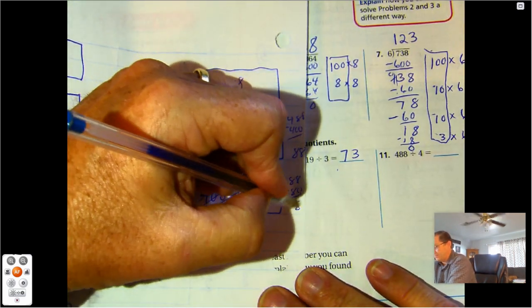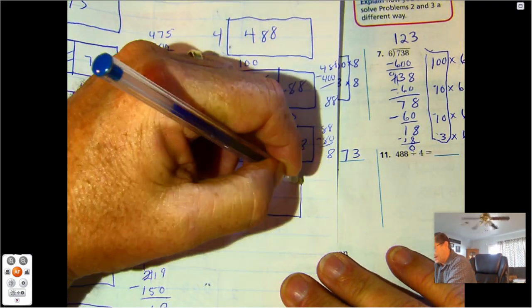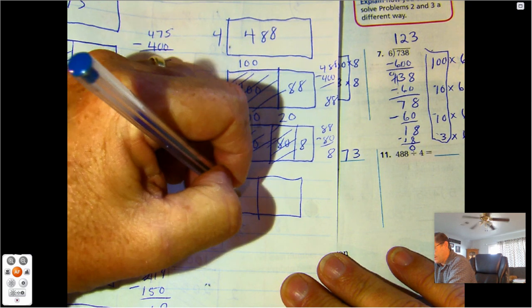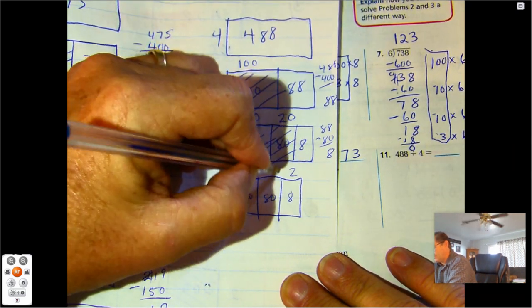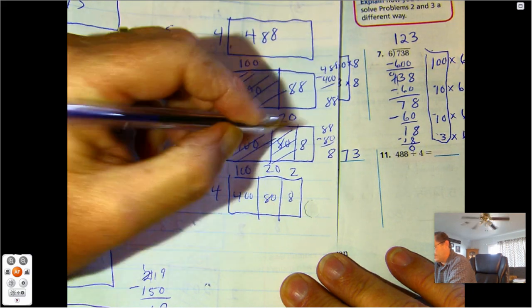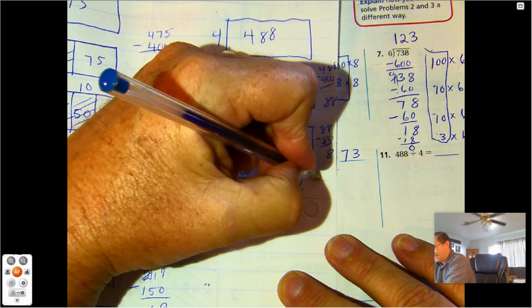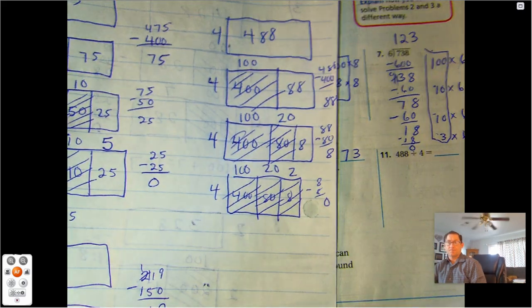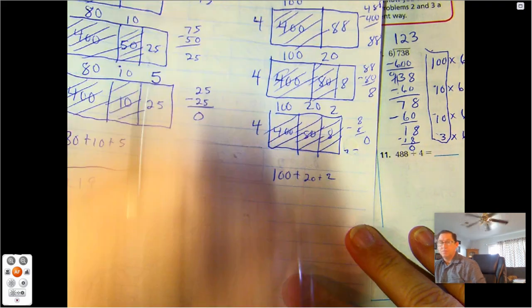Okay, so our last step, how many 4s can you take from 8? 2. 4 times 2 is 8. 8 take away 8, 0. So our partial products are 100 plus 20 plus 2. 122.